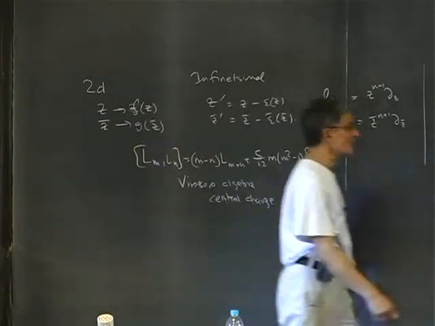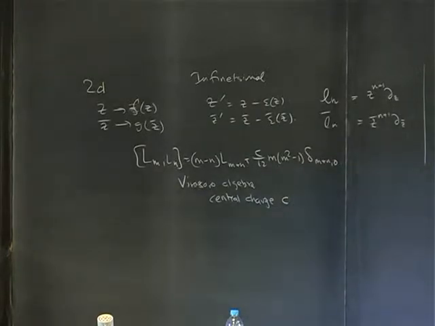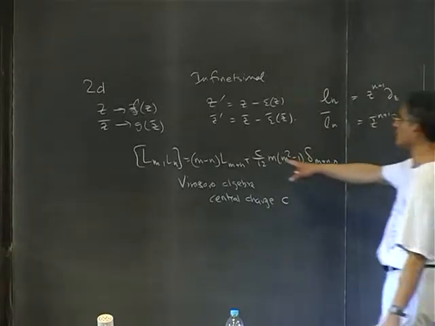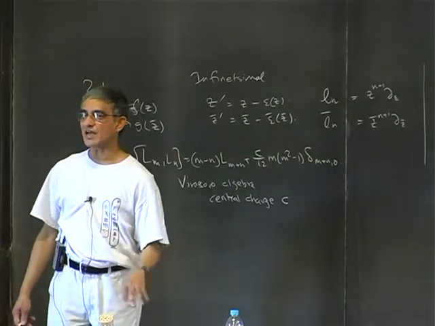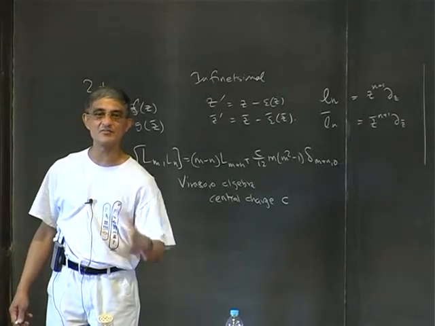If you calculate what this operator is for the free massless scalar field theory in 2 dimensions, what you will find is C equal to 1. C is a number which roughly characterizes the number of degrees of freedom of the theory.